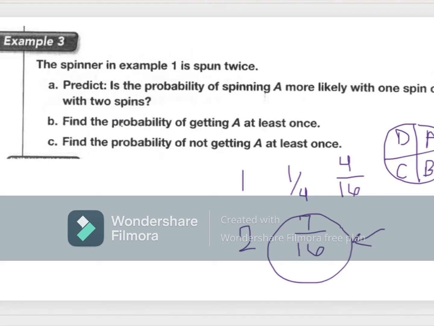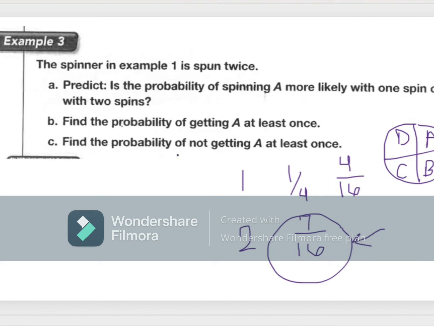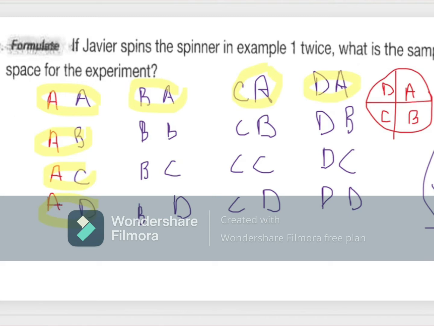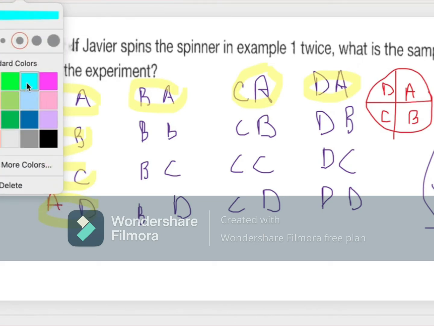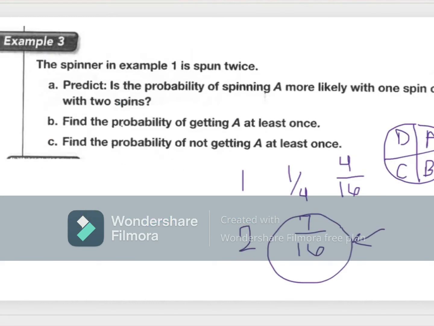Okay, so if we're finding the probability of A at least once, we're doing that right there. Okay, and find the probability of not getting an A at least once. So here we go back here. If we were going to get an A at least once on 7 of them, then wouldn't the complement be not getting an A, and we would not get an A on 9 of them, wouldn't we? And so that would be 9/16 that would not give us an A. All right, so here we go back here. The complement is 9/16.